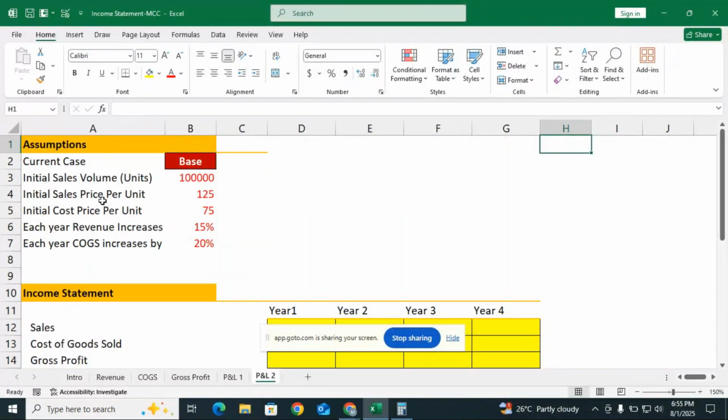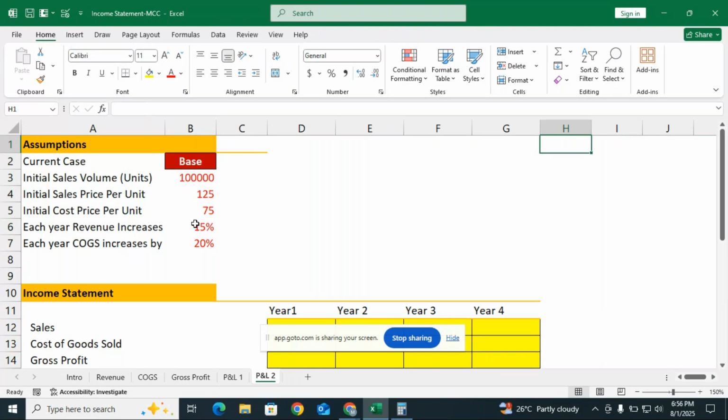See, in the current case, here we have these assumptions. 1 lakh is the total number of units being sold, and these units are sold at a price of 125 per unit. So what is the cost per unit? Cost price per unit was 75. Selling price is 125 per unit. Cost price per unit is 75.